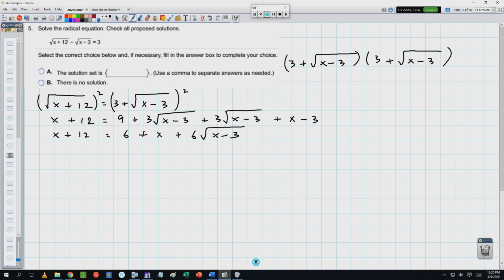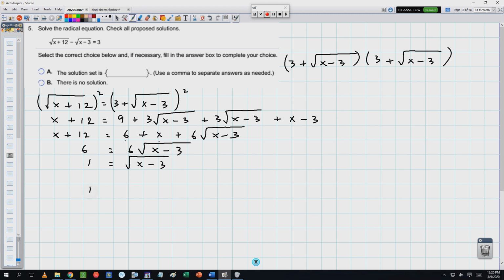I'm going to take as much from the left-hand side to get that radical, or the right-hand side, to get that radical by itself. So I'm going to subtract this 6 and subtract that x to the other side. The x's will cancel. 12 take away 6 will be 6, which is equal to 6 times the radical. Since I can divide that 6 out and it's neat, I will do that.